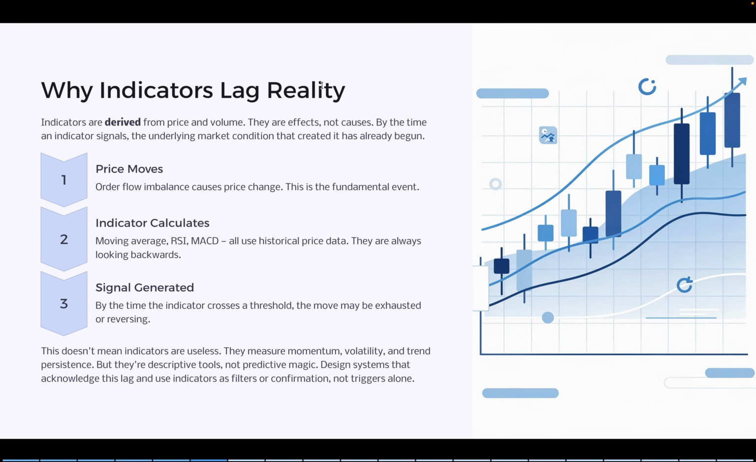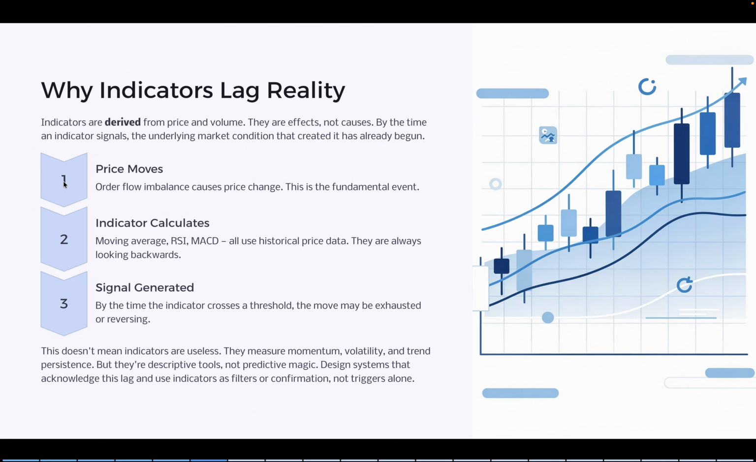Why indicators lag reality? Indicators are basically derived from price and volume, right? They are effects, not causes. That's why most of the indicators are lagging, because they process the data after the data has happened. So by the time an indicator signals, the underlying market condition that created it has already begun.